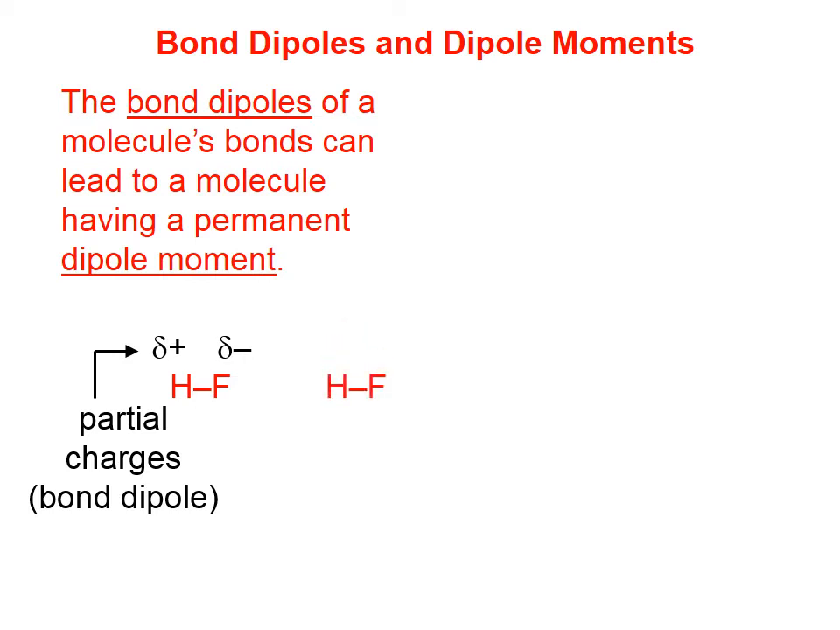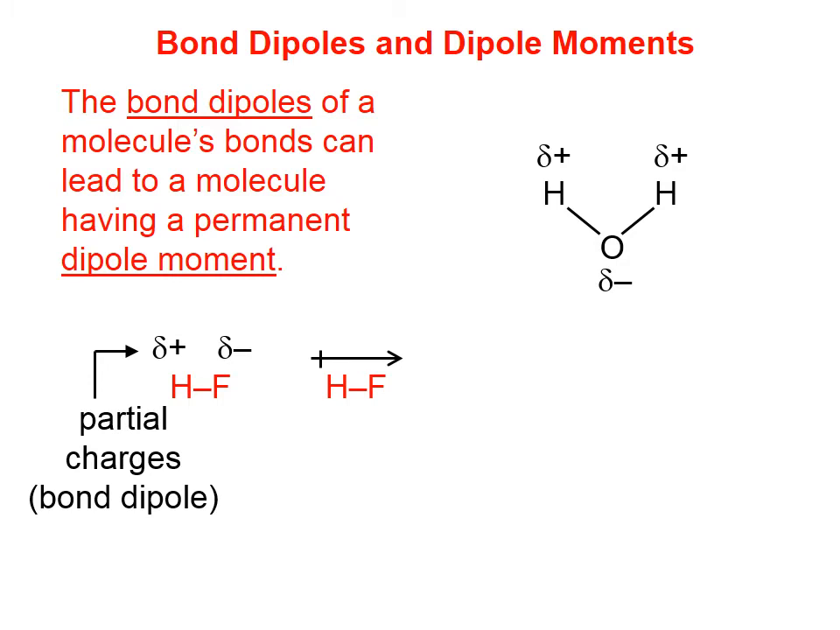We can represent this another way with this arrow type notation, where the arrow points towards the more electronegative element. That is, it points in the direction that the electrons are going to spend more time. And then on the other end, you can almost imagine this as being a little positive symbol for a partial positive charge. Another molecule that has a permanent dipole moment is water.